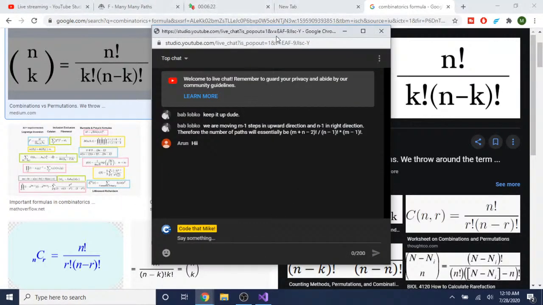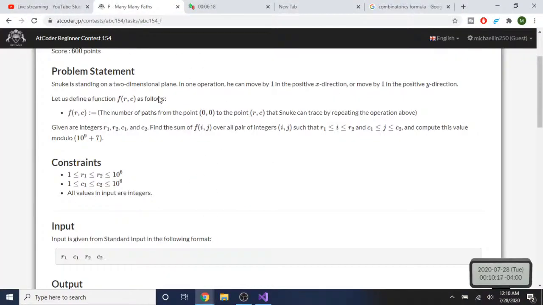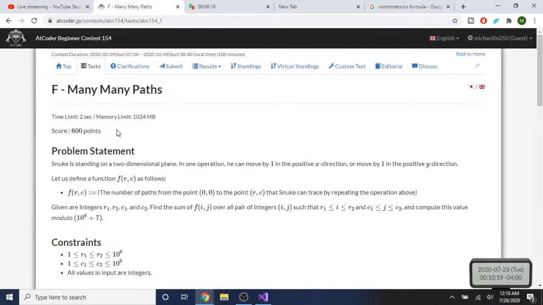Hi, how you doing? If you're new to the chat, right now we're just doing this problem of many paths. Basically, we're trying to figure out the number of different ways you can move from point 0 to point RC. The only moves allowed are up 1 and then to the right 1. So that's what we're trying to do in this problem right now.